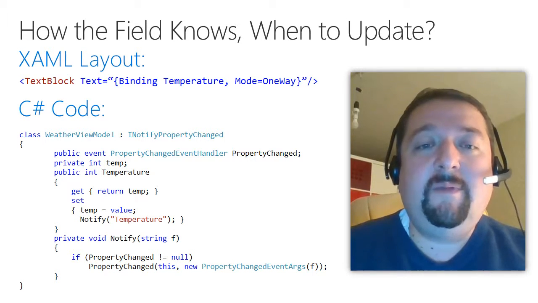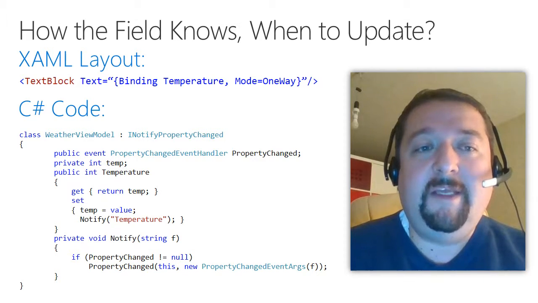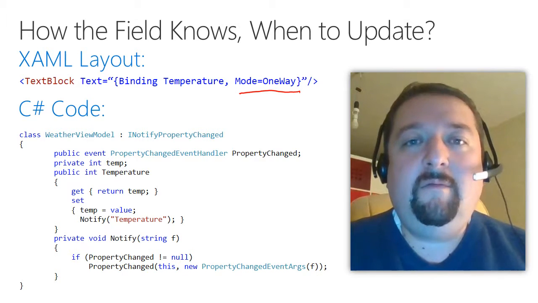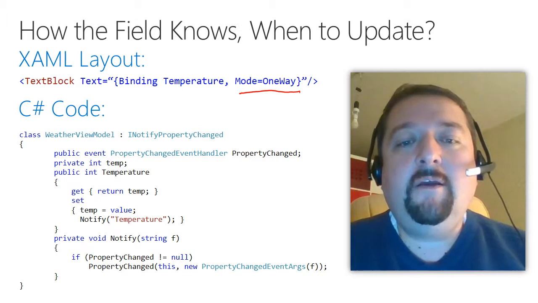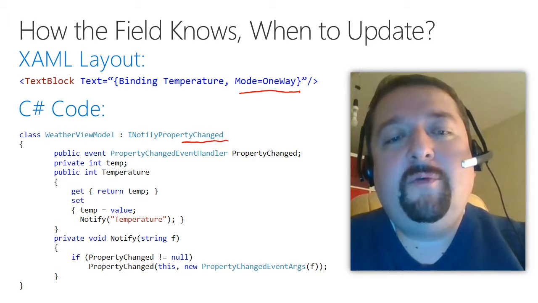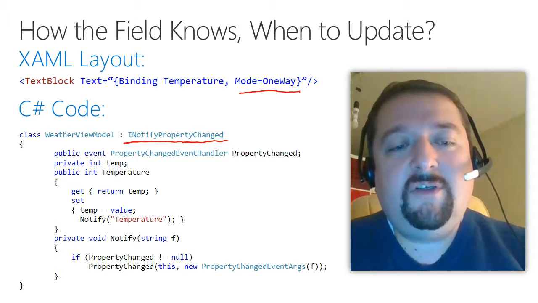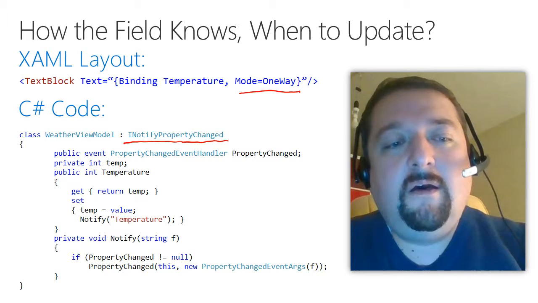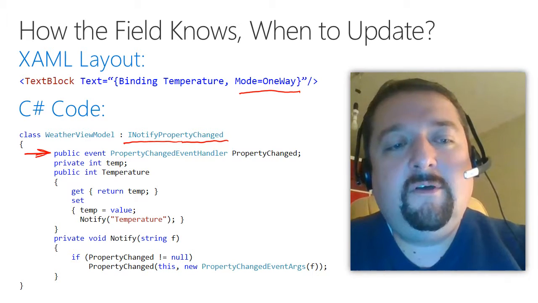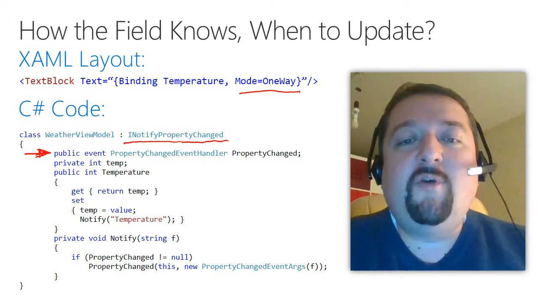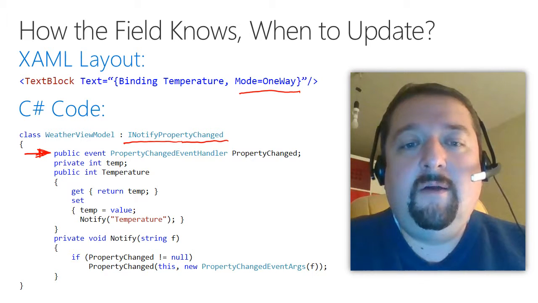Again, let me explain one more time how the field knows when to update. In the XAML layout, first of all, we need to specify that the mode is one way, so that it's not one time. And in the code behind, we use INotifyPropertyChanged. INotifyPropertyChanged is an interface which specifies basically one public event field. So all classes which implement INotifyPropertyChanged have this PropertyChanged event handler. This PropertyChanged event handler allows us to subscribe to changes in the logic.